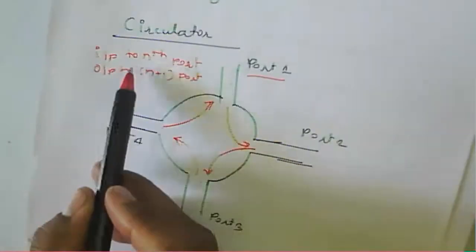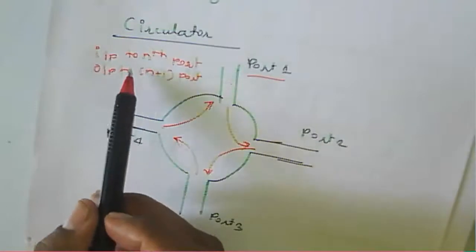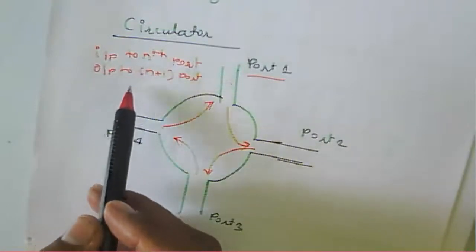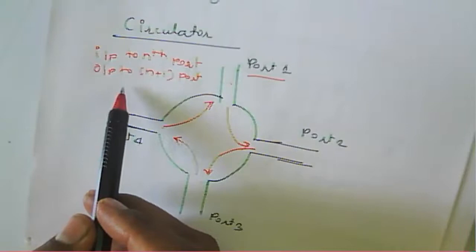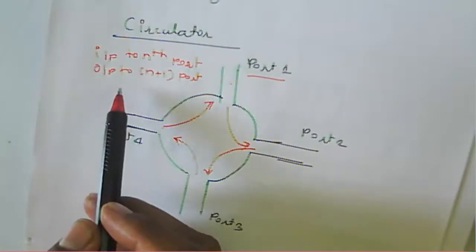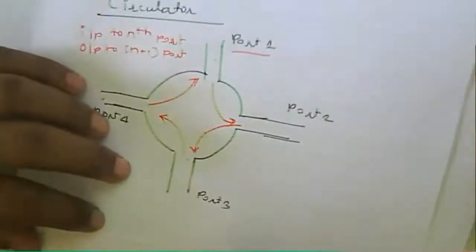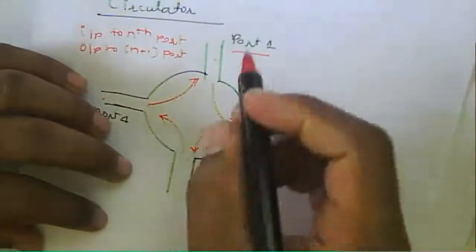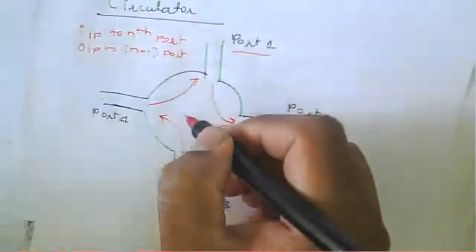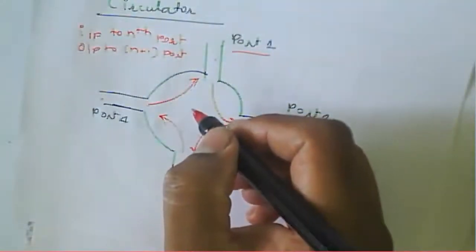Likewise, we can say that if we provide the input to the nth port, output is available at the n plus 1 port. That is called a 4-port circulator. So now how does it happen? Inside it has a phase shifter.